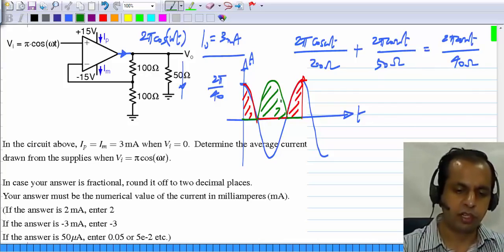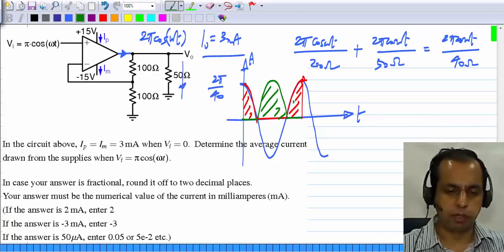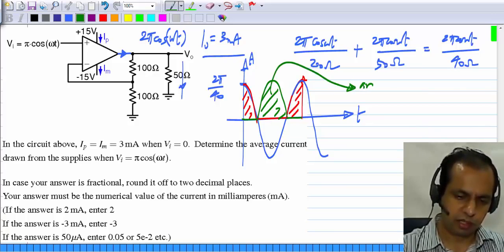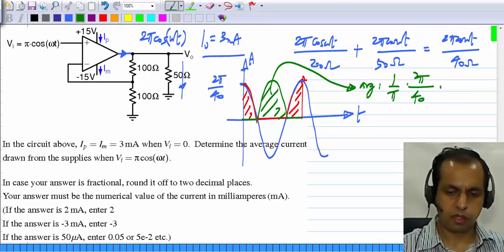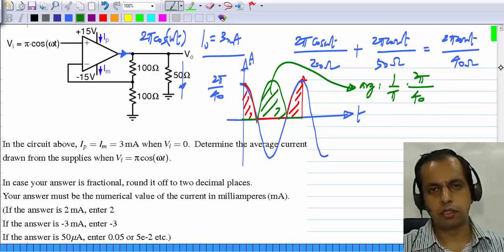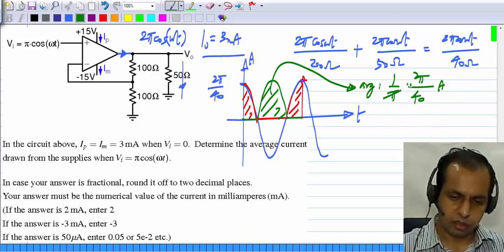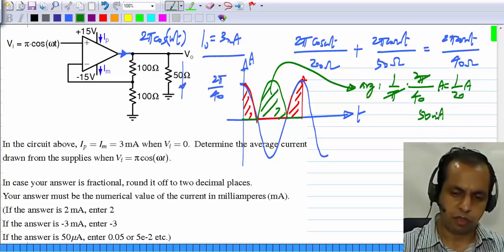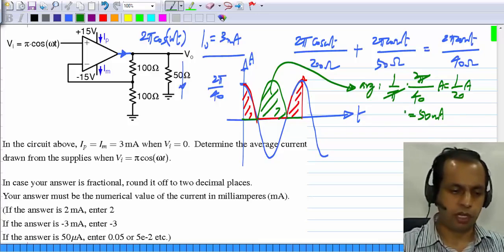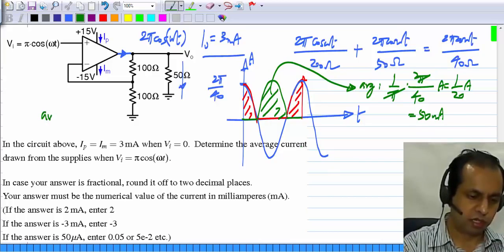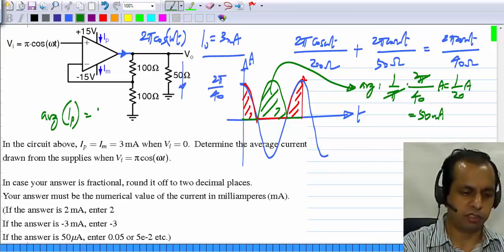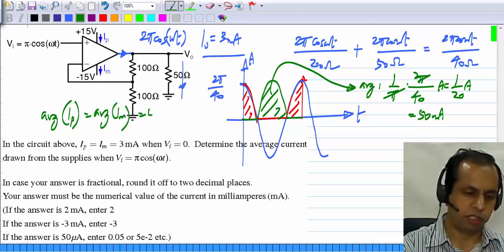And how much is that average? That will be equal to 1 over pi times the amplitude. So the average is 1 over pi times 2 pi by 40 amperes, or 1 by 20 amperes, or 50 milliamperes. To this we have to add the fixed part, which is 3 milliamps. So the average current drawn from the supplies, so average value of Ip, which is the same as the average value of Im, will be 53 milliamperes.